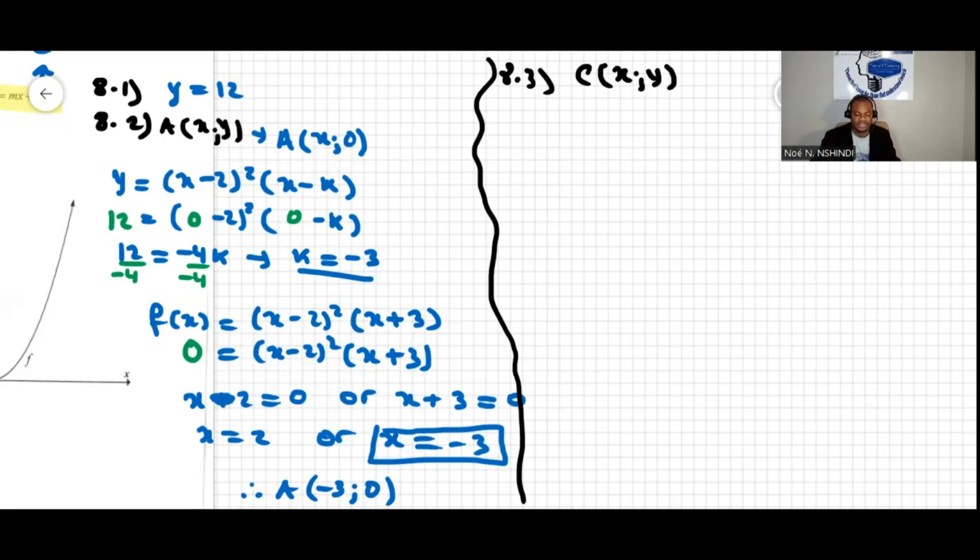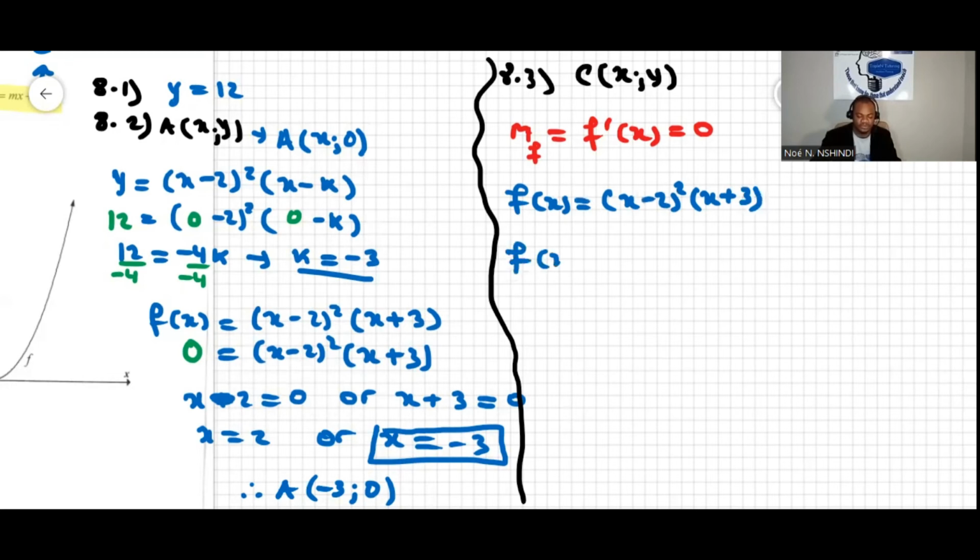We know that at that point the gradient of the function, okay, is equal to, I'm gonna write here, m, the gradient of f of x, okay, is equal to the derivative of f of x, and that is equal to 0. Now, f of x was equal to (x minus 2) to the power of 2, and then (x minus k), and k was found to be -3, so (x plus 3). Now we can expand this and work out the derivative, okay?